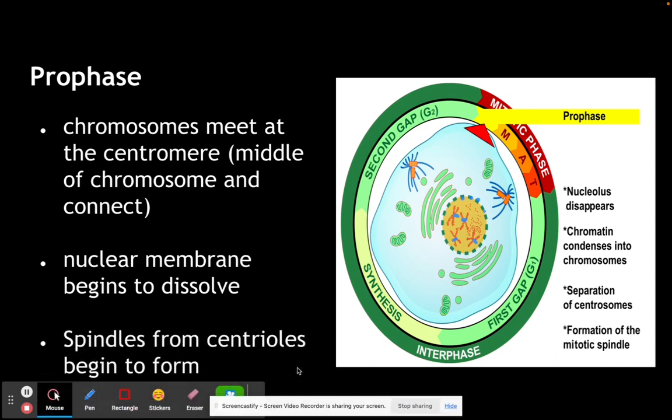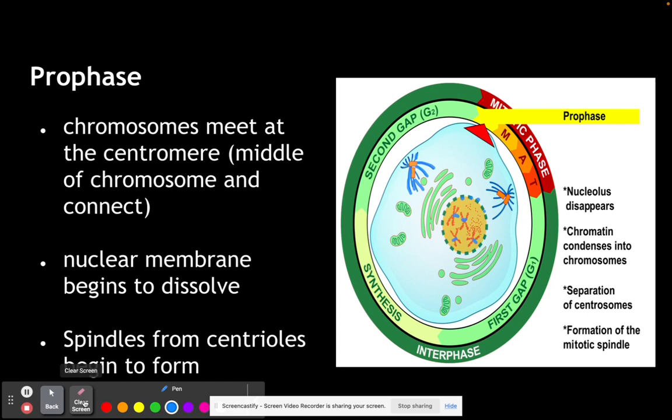And then the other thing that happens in prophase is those spindles start to form from the centrioles. So these spindles are going to be really important. These are going to extend from the centrioles, which are located within the centrosomes, and they are going to continue to make more and more spindle fibers. Kind of think of it like Spider-Man releasing its web. Okay, so this is prophase.